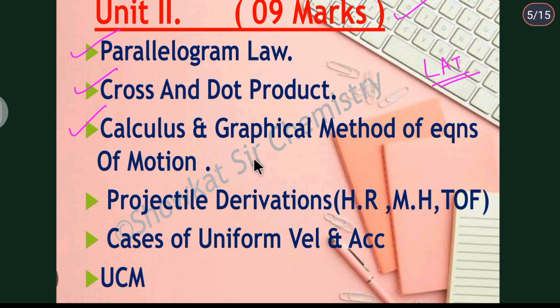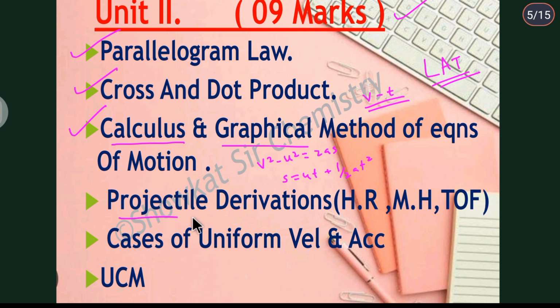As you know, we have 3 main equations of motion: v square minus u square is equal to 2as, and s is equal to ut plus 1/2 at square, isn't it? So these equations of motion you have to derive by both the calculus method and the graphical method, which is very important. Here in this chapter you should also study the graphs, the velocity time graph, isn't it?